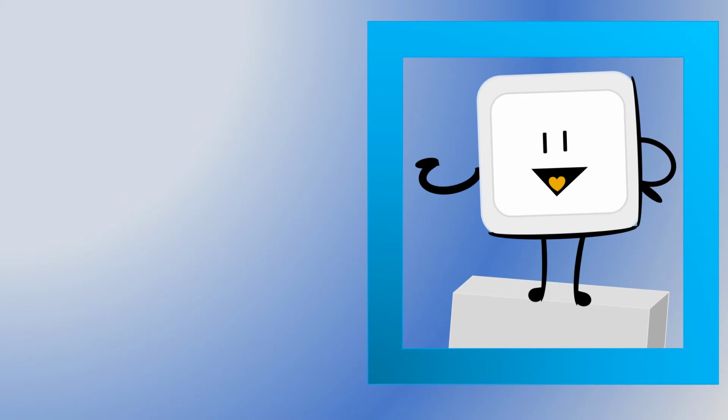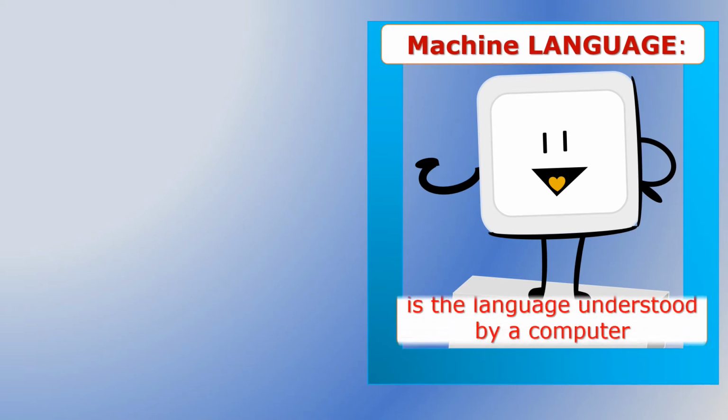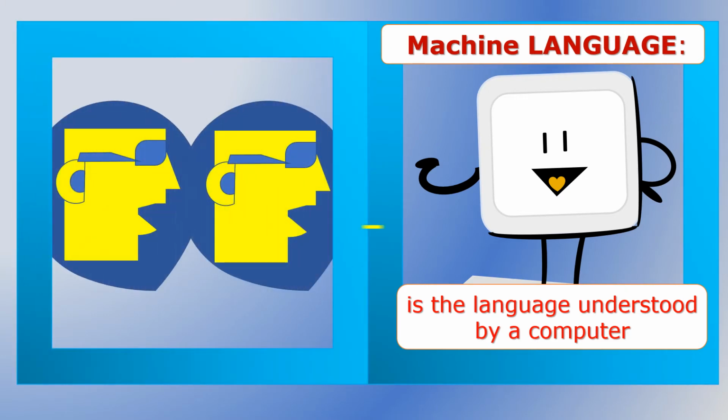In the context of communicating with a computer, machine language is the language understood by a computer. Machine language provides the link between human thoughts and requirements and computer actions. It is the way of communicating with a computer and controlling the computer's actions.